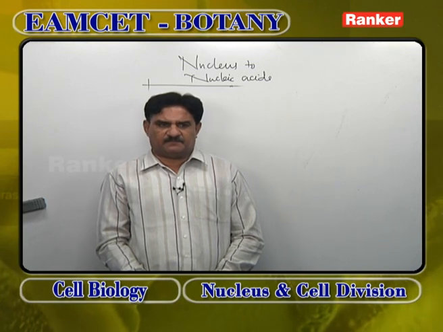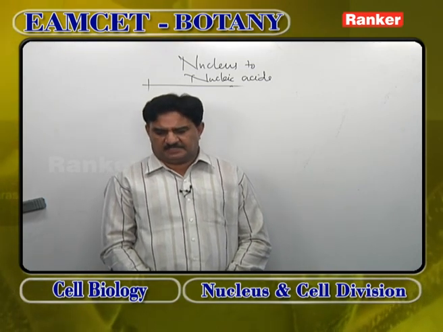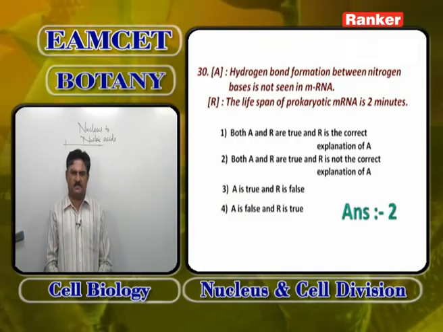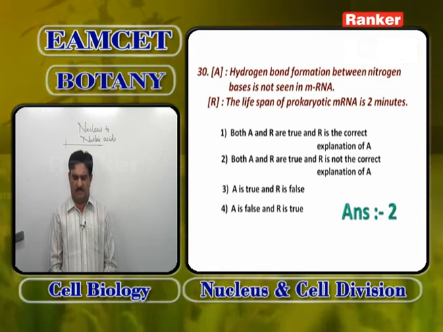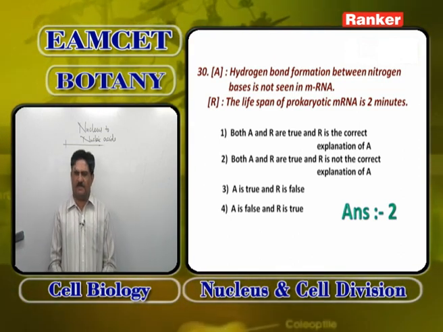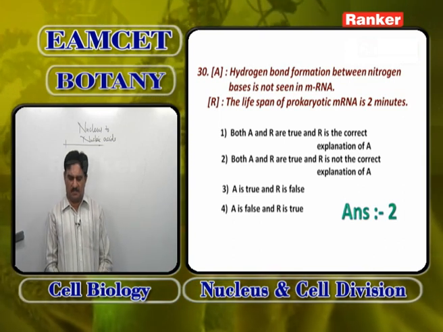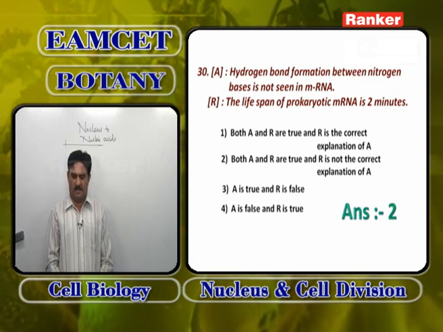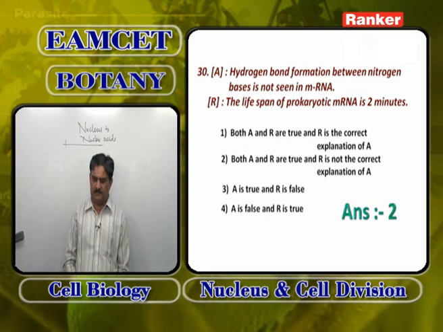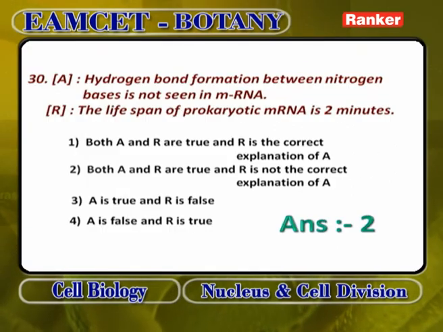The lifespan of prokaryotic mRNA is 2 minutes. It is also correct. But because of the lifespan of prokaryotic mRNA being 2 minutes, the hydrogen bond formation between nitrogen bases is not seen in mRNA is wrong. So both A and R are correct. R is not the correct explanation of A. So answer is 2.